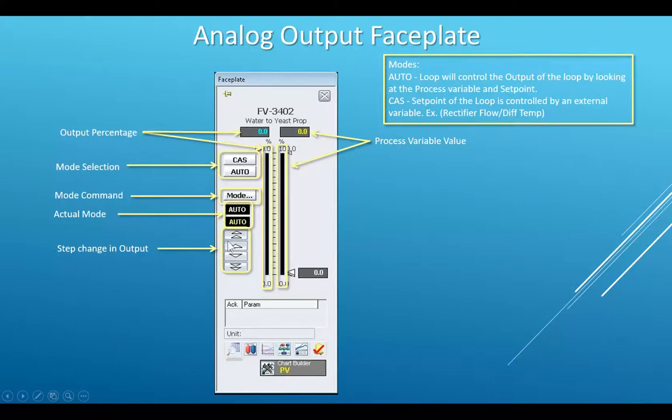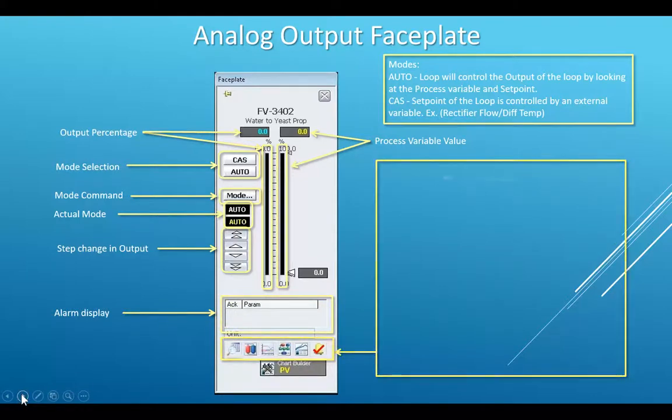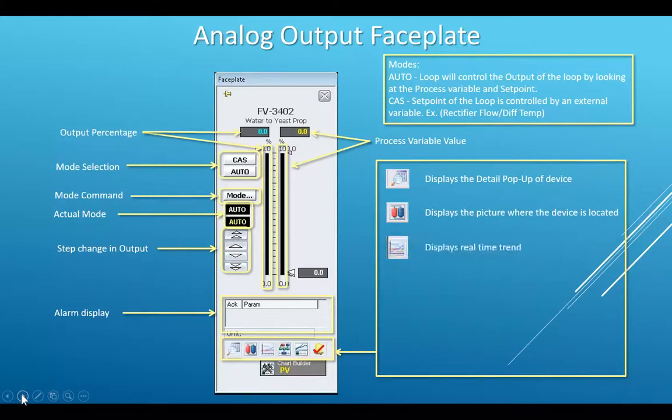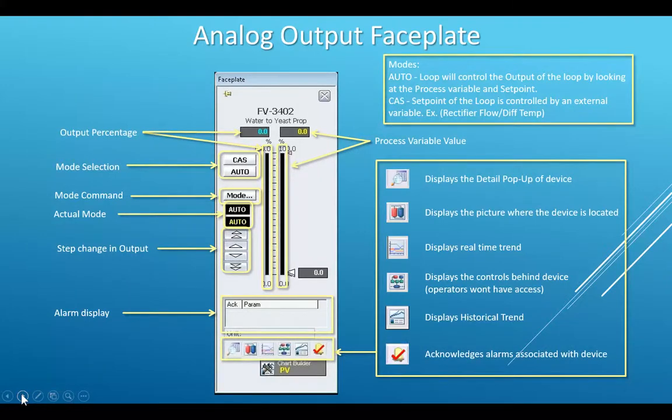If you want a step change in the output, you can click here, or you can click over here and type in the box, or move the valve, or move this arrow up and down to change that position. And if there are any alarms, again, they'll be here. And again, you have details, go to the HMI trends, go to the controls, go to the historical trends, and acknowledge all the alarms, or bring this value into Chart Builder.